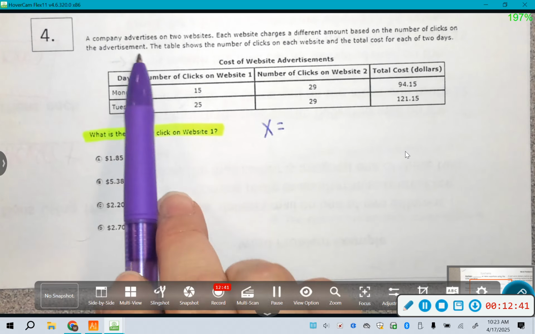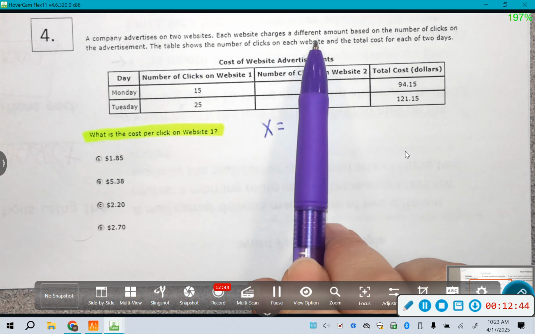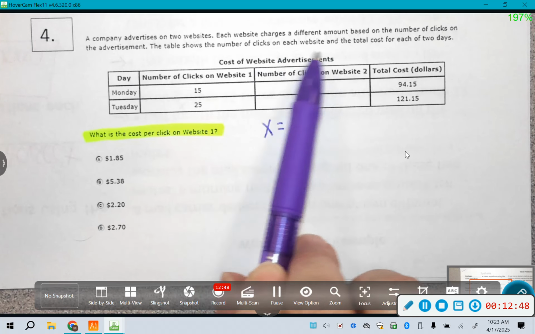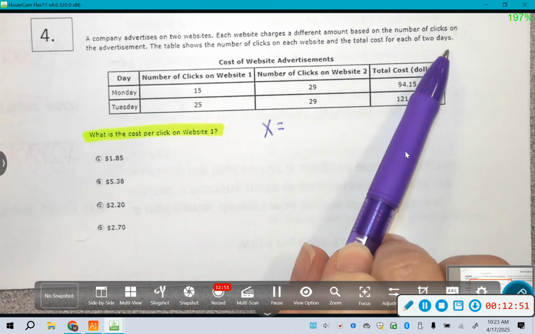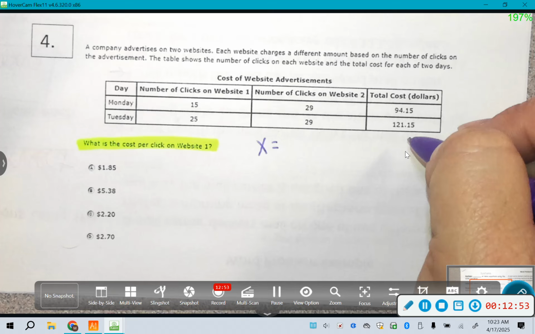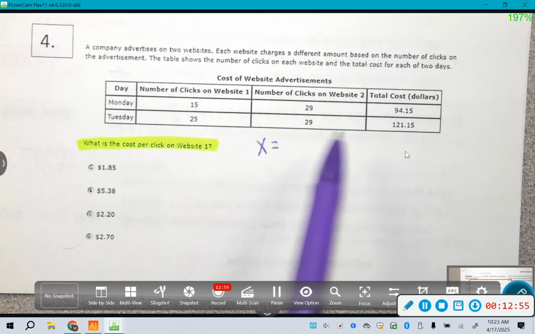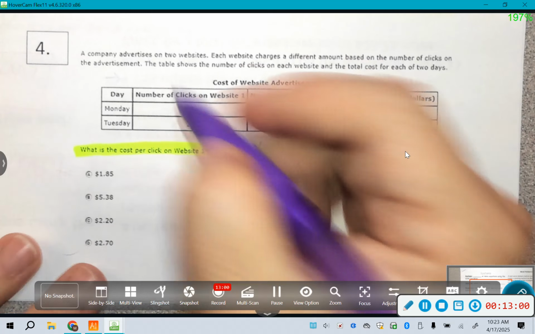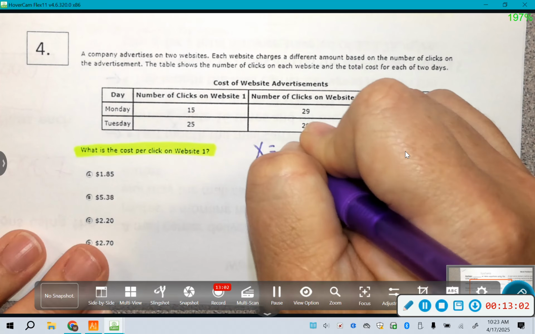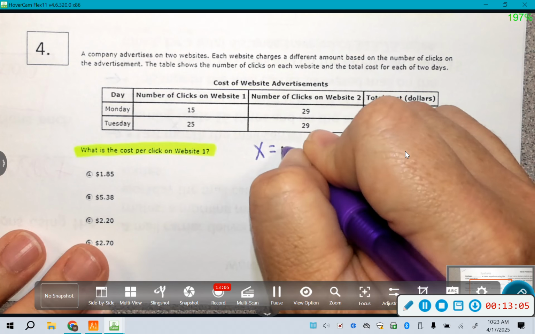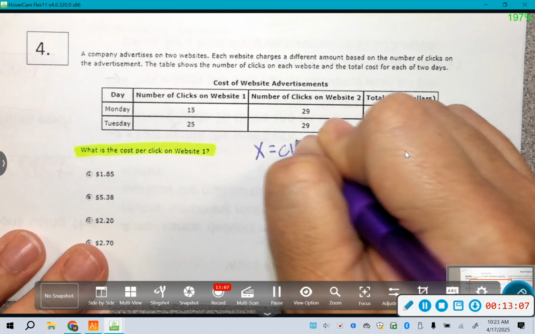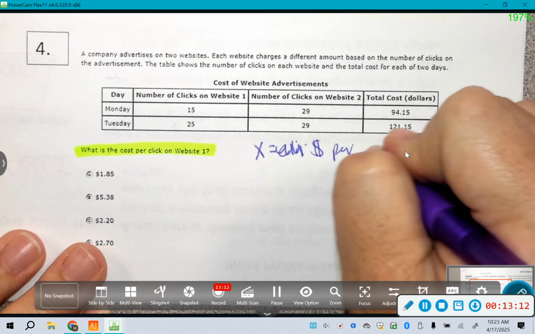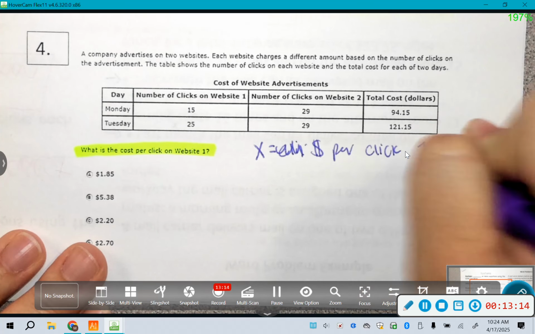Okay, so it says a company advertises on 2 websites. Each website charges a different amount based on the number of clicks on the advertisement. The table shows the number of clicks on each website and the total cost for each of the 2 days. So I'm given a total and I'm given 2 unknowns. I don't know how much each website charges. Okay, so website 1 can be X because that's what we're solving for. We can call that money per click on website 1.